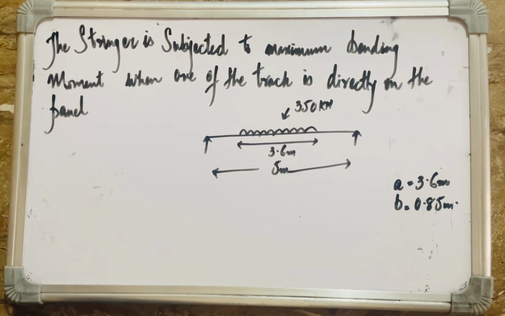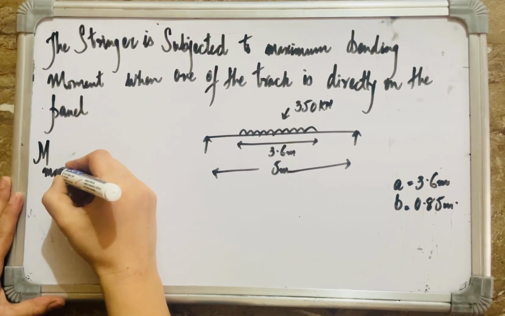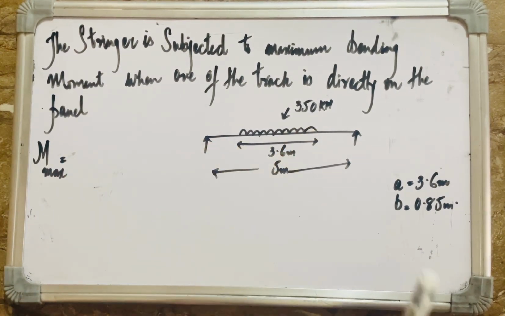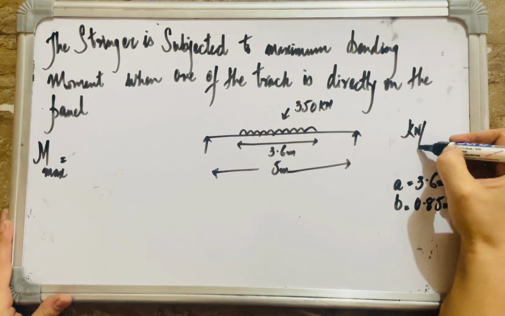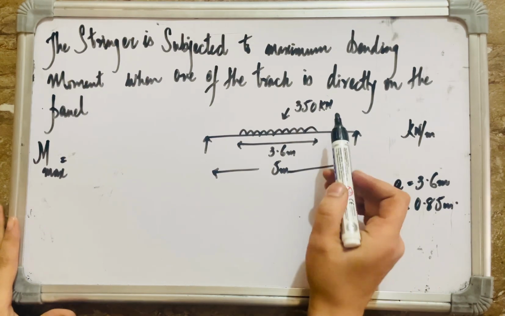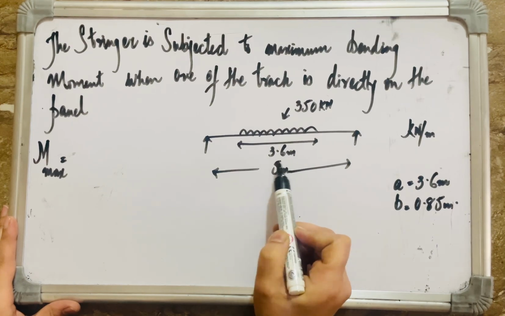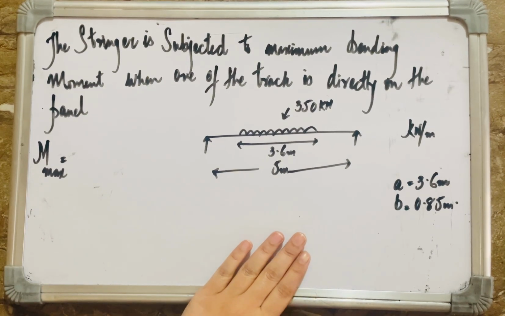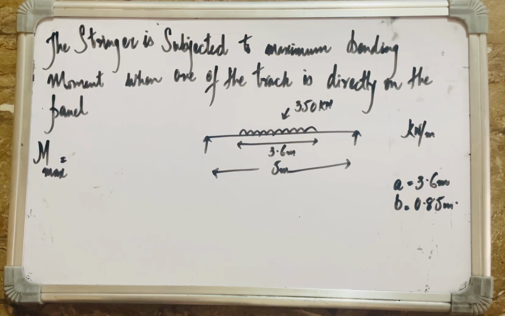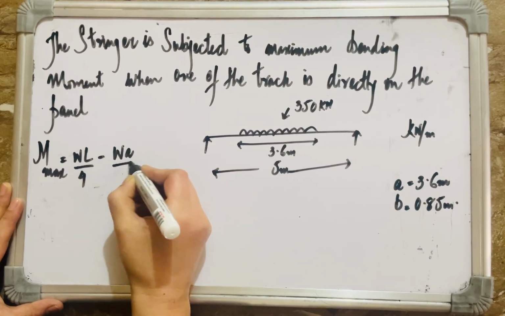Now the maximum bending moment for this beam. Since this is 350 kilonewtons, please be mindful that this is not in kilonewtons per meter, otherwise the calculation would have been different. This is a concentrated load acting over a distance of 3.6 meters. The maximum bending moment for this beam is given by WL by 4, and then we subtract WA by 8.